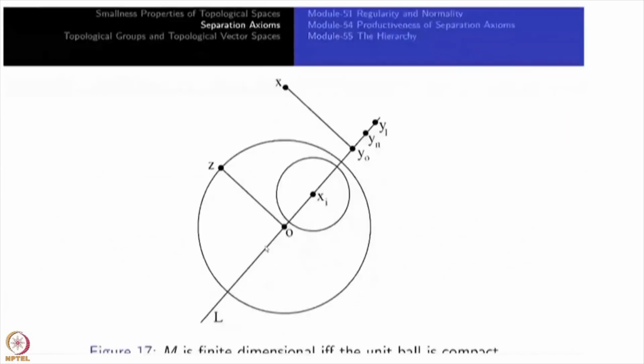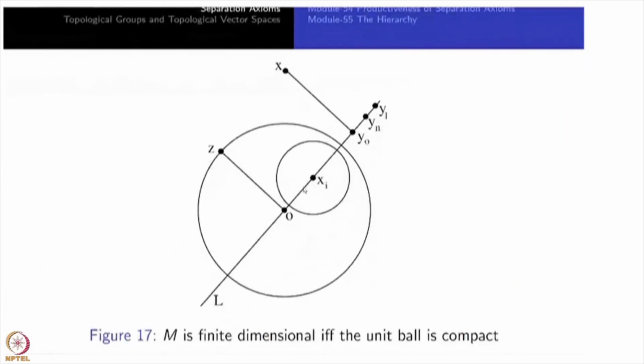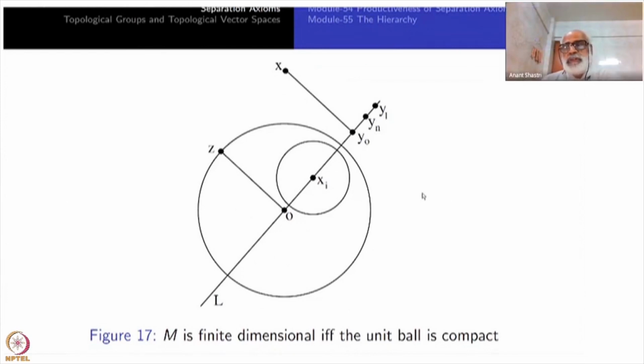So here is the picture. What I have taken, this is L. I am assuming that it is smaller than the whole space M. It is not the whole space. This is the origin. This is some ball of maybe positive radius. This is my x. And on L, I have located y naught. So these are y1, y2, yn converging to y naught.